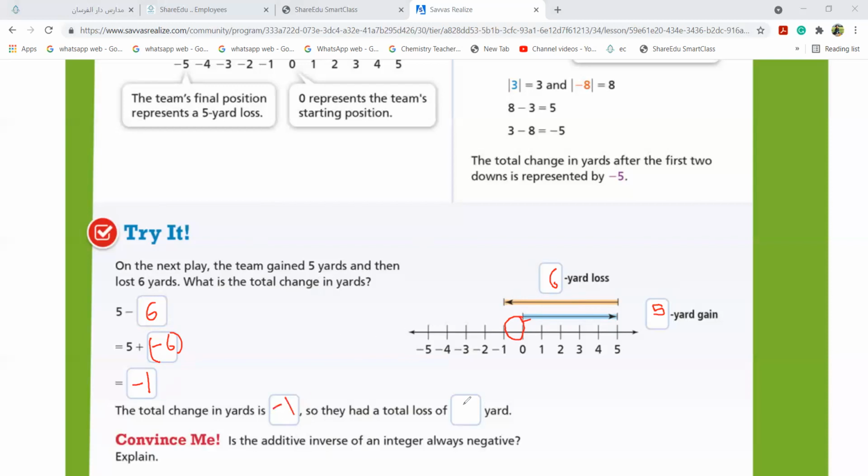They had a loss of 1 yard. Loss of 1 yard means it's understood that this is minus 1. I'm just writing it again clearly. The total change was minus 1. That means it is a loss of 1 yard.